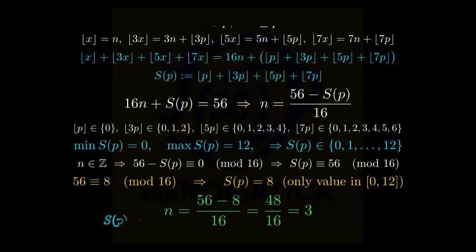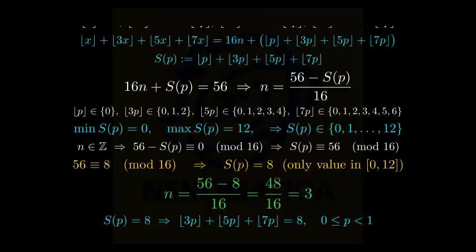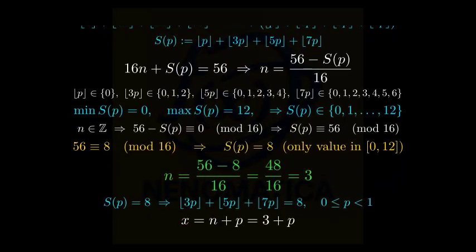Step 6. The condition s of p equals 8 becomes floor of 3p plus floor of 5p plus floor of 7p equals 8, because floor of p equals 0 on 0 to 1. We will now find which values of p in 0 to 1 make that true, and then translate to x equals n plus p equals 3 plus p.